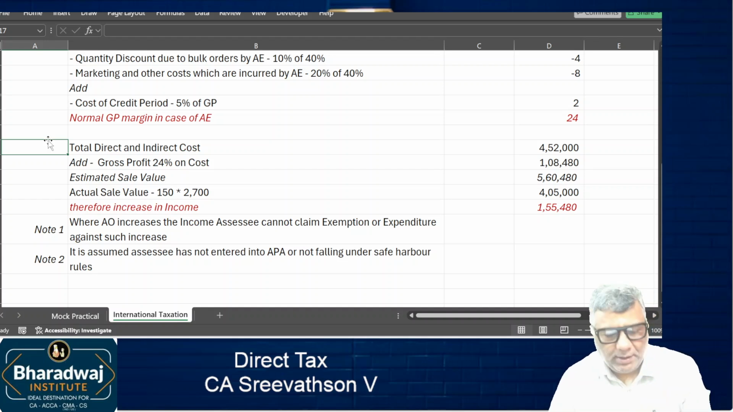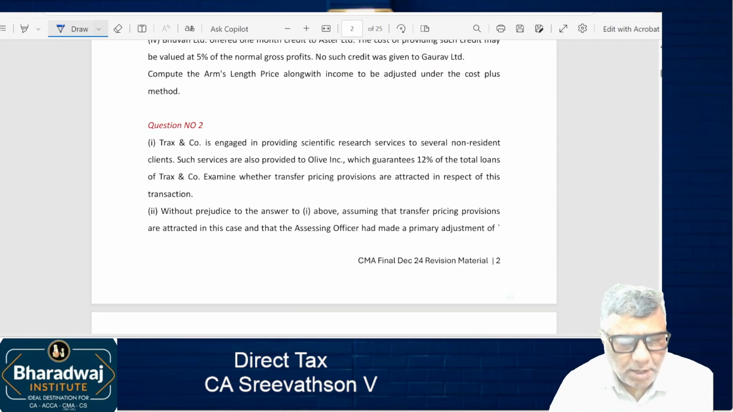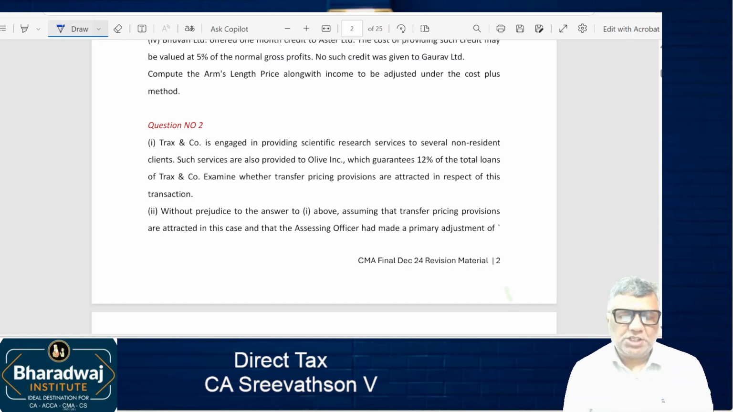Okay, right. Question number 2A. Trax and Co. is engaged in providing scientific research services to several non-resident clients. Such services are provided to Olive Incorporation, which guarantees 12% of loans of Trax. Examine whether TP provisions are attracted in this transaction.